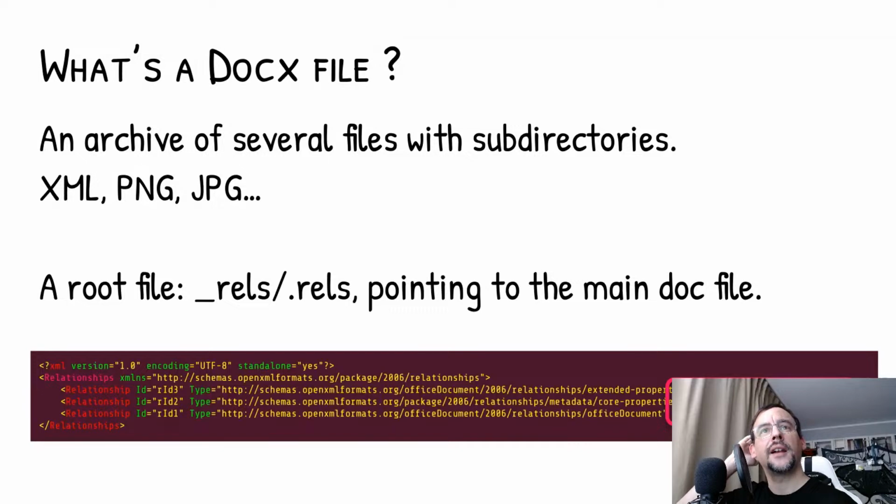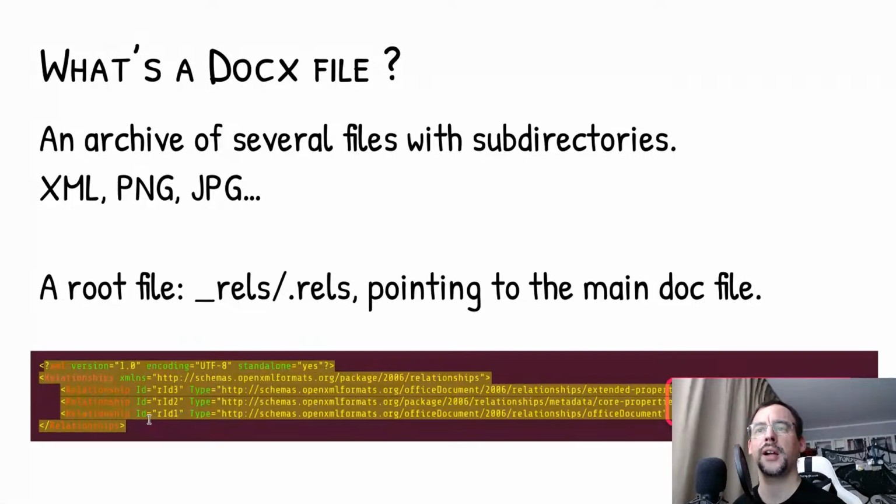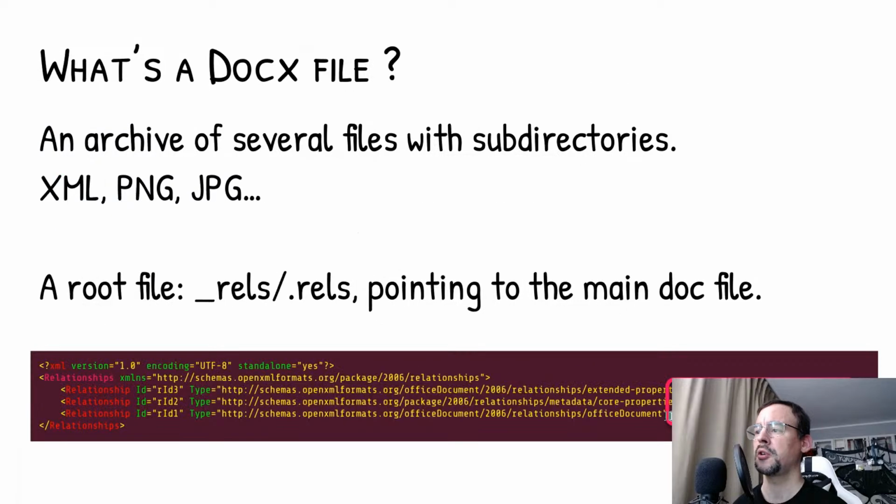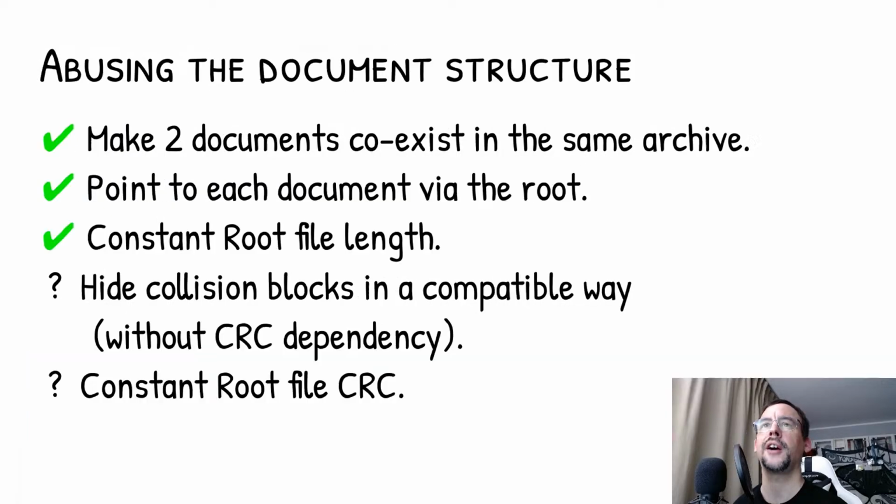Now, what's a docx file? It's a zip archive of several files with subdirectories. There are always some XML files, PNGs and JPEGs, images and so on. And there is a root file in the subdirectory _rels, relationships, sorry. This is what points to the main document file. So that's a small relationship file, and you see that it points to the actual Word document, another XML file in the archive.